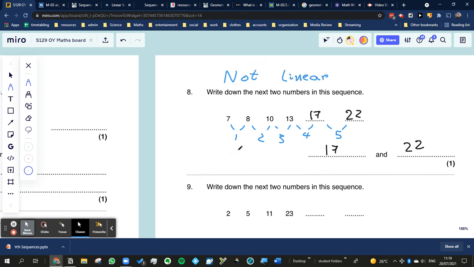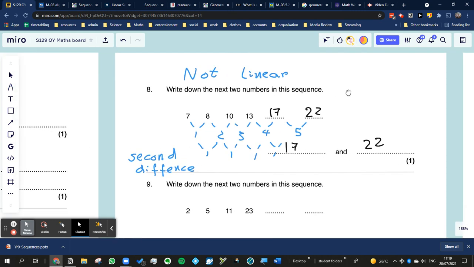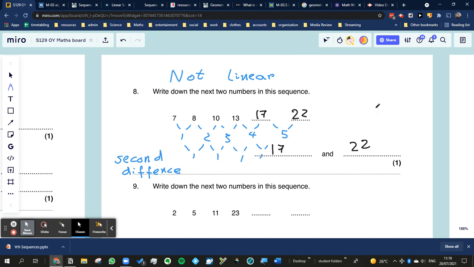It does have a constant second difference. The second difference would be these ones: 1, 1, 1, and 1. So if the second difference is constant, and they've obviously done a very basic second difference, then we have a quadratic sequence. Okay, this is called a quadratic sequence.